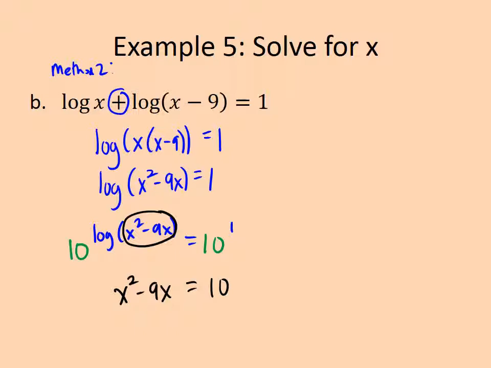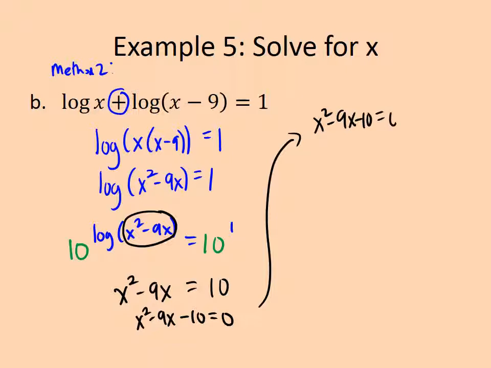Now this is a quadratic. The way we solve quadratics is we set them equal to 0. So we have x squared minus 9x minus 10 equals 0. So as we know, we need to factor this. The only options for 10 are 10 and 1 and 5 and 2. Well, the only ones that are going to result in a negative 10 and a negative 9 are negative 10 and positive 1. So this factors to x minus 10 and x plus 1 equals 0.